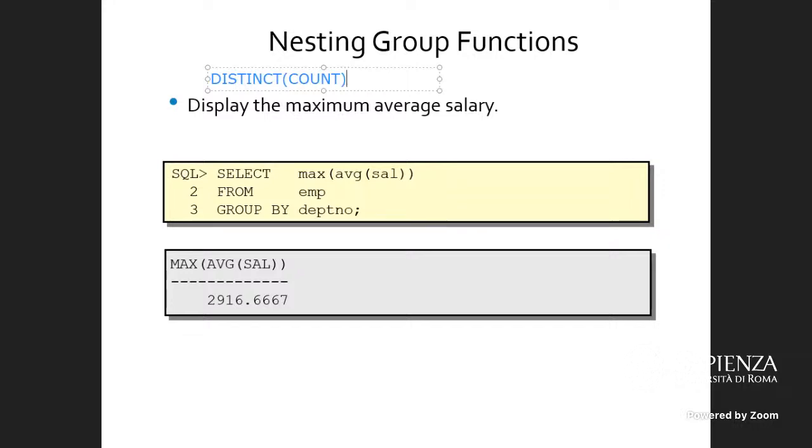Understand? But when we are doing max average, we know we are using a group by clause, and this is just appropriate. We just group by the department number, and then it will just give us the maximum average salary from all the departments. That's what it would give us.